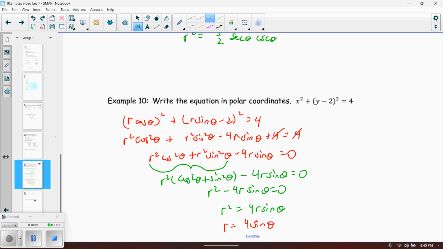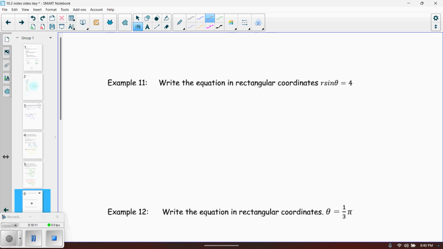Okay. And the last page, we can go the other direction. So now we can take an equation in rectangular coordinates from polar. We're going to start in polar and we're going to take it into rectangular coordinates. The first one is very, very simple. If you recognize that r sine theta is just y, let's replace r sine theta with y. So we get y equals 4. Okay, that is now in rectangular coordinates, piece of cake.